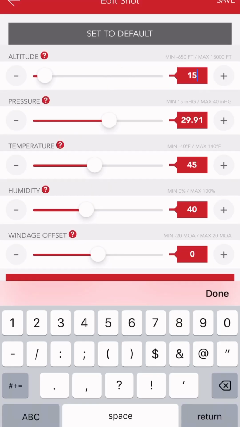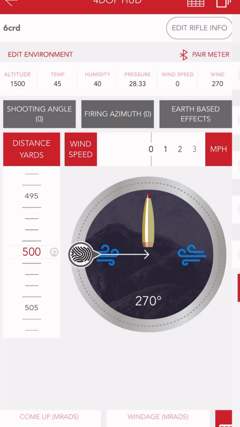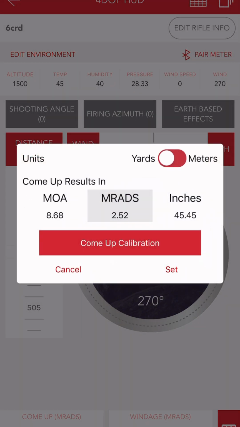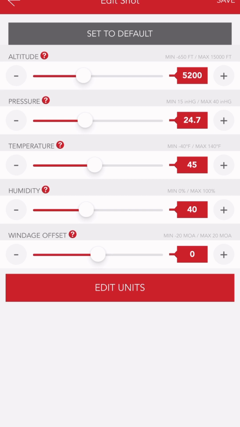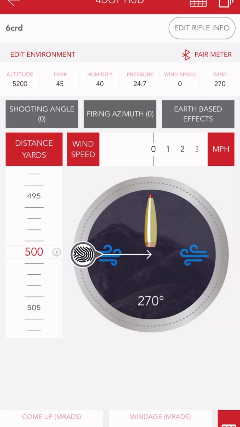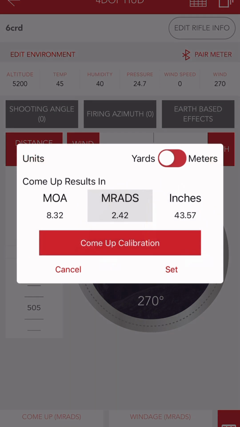All right, so to get an idea of how much things change, let's take a look at my 6 Creedmoor at different elevations or different air densities. So we're going to keep the temperature and the pressure the same, only going to vary the elevation to change our air density. So at 500 yards, let's just look at an elevation of 1,500 feet above sea level. That gives me a drop of 45.5 inches. So now let's move up to kind of where I normally shoot, where I live, is about 5,200, 5,300 feet above sea level. You see the drop is going to be 43.5 inches. So only a 2-inch difference between those two elevations.